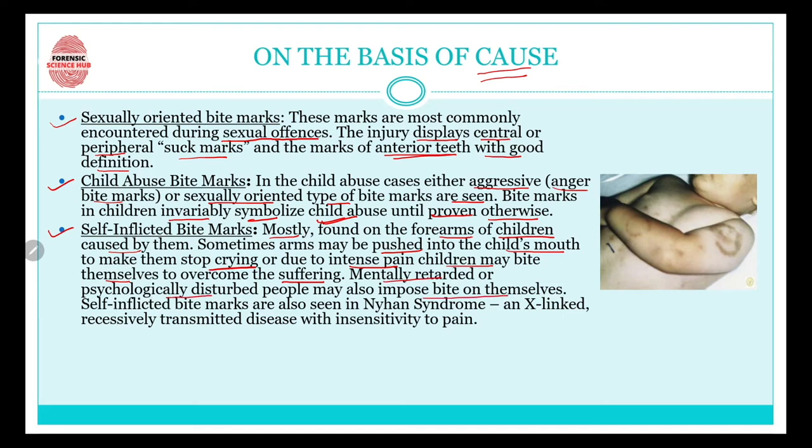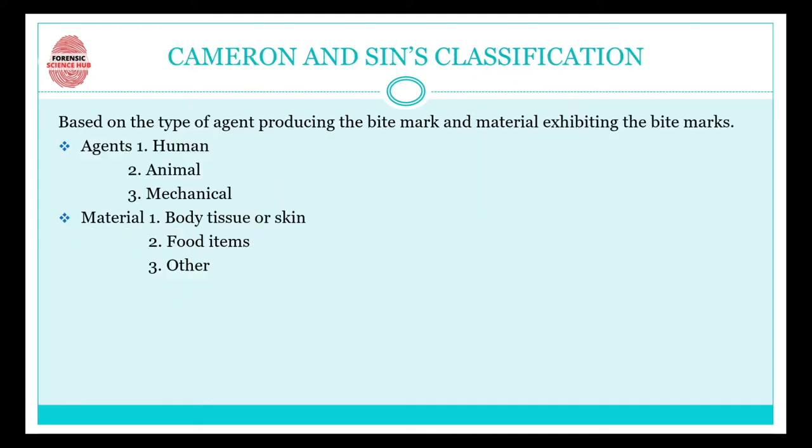In some cases, self-inflicted bite marks are also seen in Lesch-Nyhan syndrome, which is an X-linked recessive syndrome, and it is a disease in which there is insensitivity to pain. The person cannot feel any kind of pain. So these were the three types of bite marks on the basis of cause, that is sexually oriented, child abuse and self-inflicted. Now let's talk about Cameron and Sims' classification.